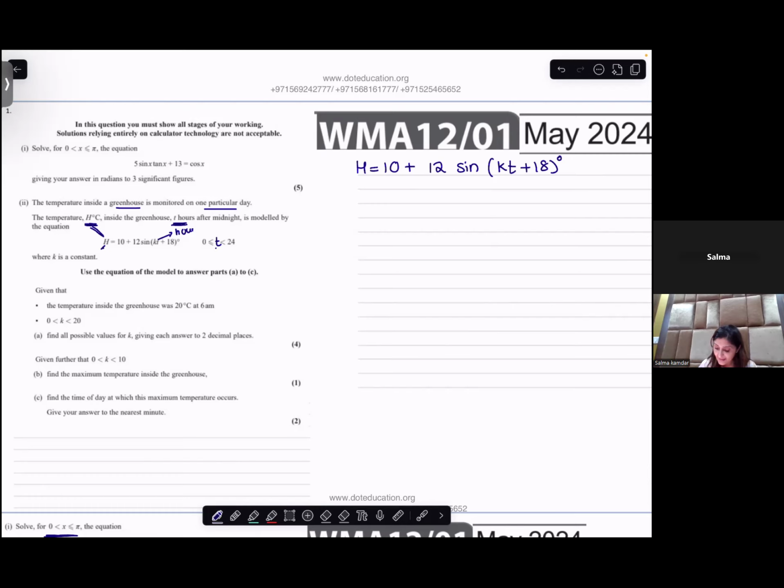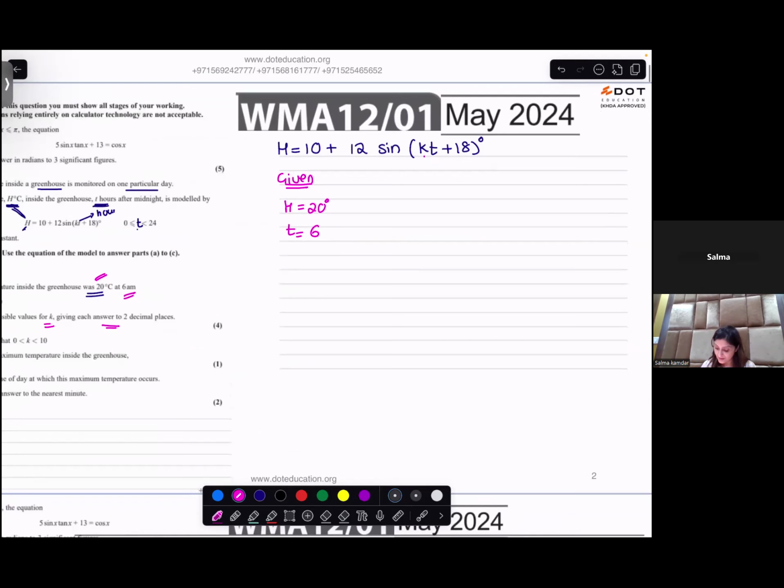Now they have given us some information. The temperature inside the greenhouse was 20 degrees at 6 a.m. So H was 20 degrees, time was 6 a.m., and K, my constant, lies between 0 and 20. Find all the possible values of K, giving each answer to two decimal places. So I want to find the value of K. I have the equation given to me. Let's try to substitute the information.